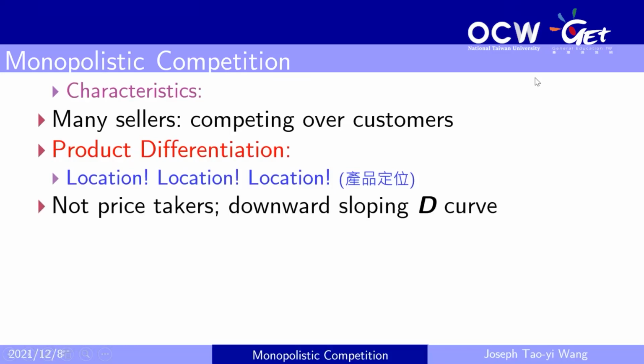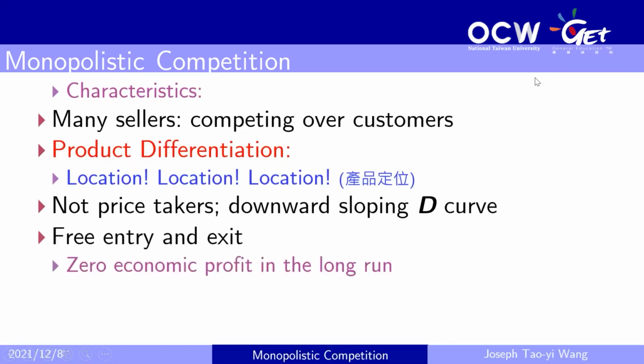Because of this product differentiation, these firms are not price takers. They still face a downward sloping demand curve. It's not as extreme as a monopoly, but they are facing a downward sloping demand curve. But unlike the monopolist case where there's a barrier to entry, here we do have free entry and exit. So the zero profit condition would still hold in the long run.